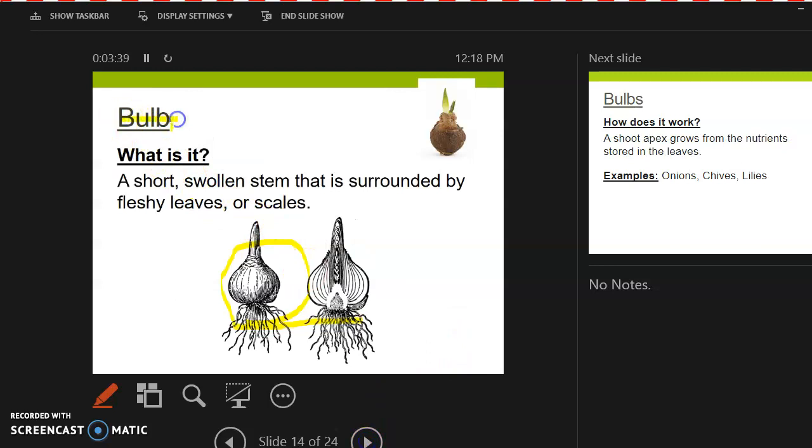A bulb. So what is a bulb? It's a short, swollen stem that is surrounded by fleshy leaves or scales. Okay, so this is what a real bulb looks like.